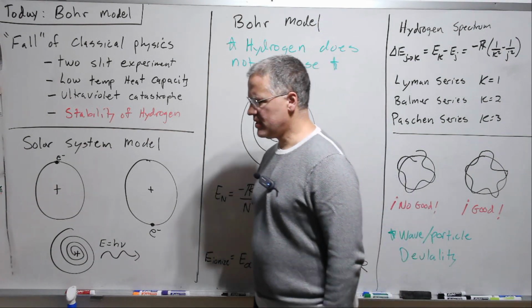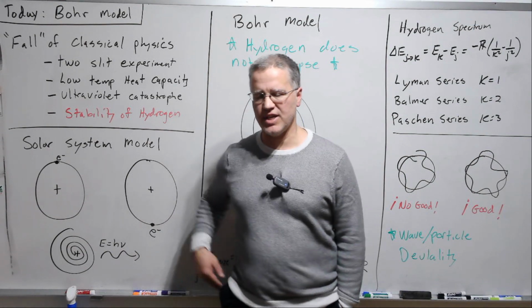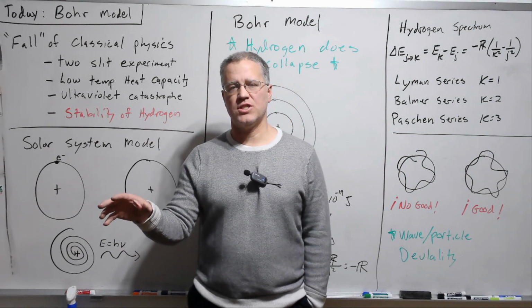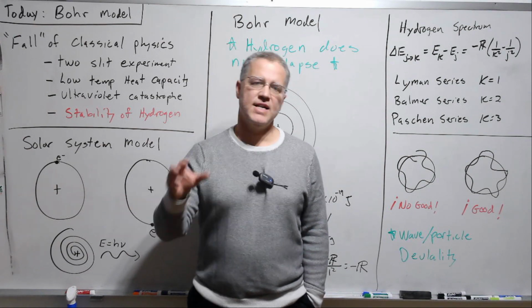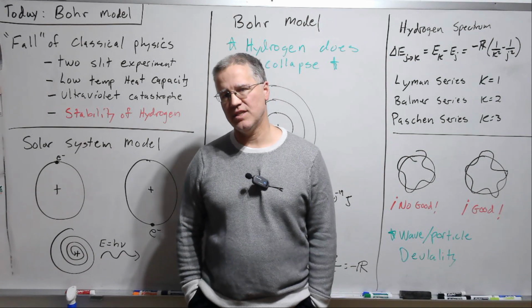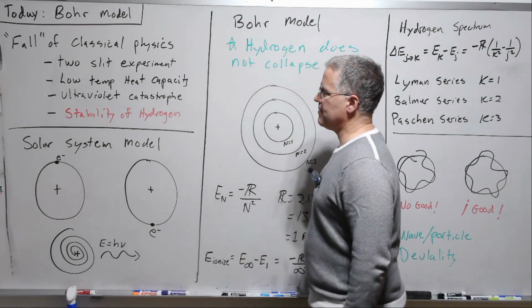All right, so today specifically, we're going to talk about the Bohr model, which is a halfway step between the classical solar system model that we talked about last lecture and the full-blown quantum mechanics that we'll see the results of in the next lecture and a couple of lectures after that.